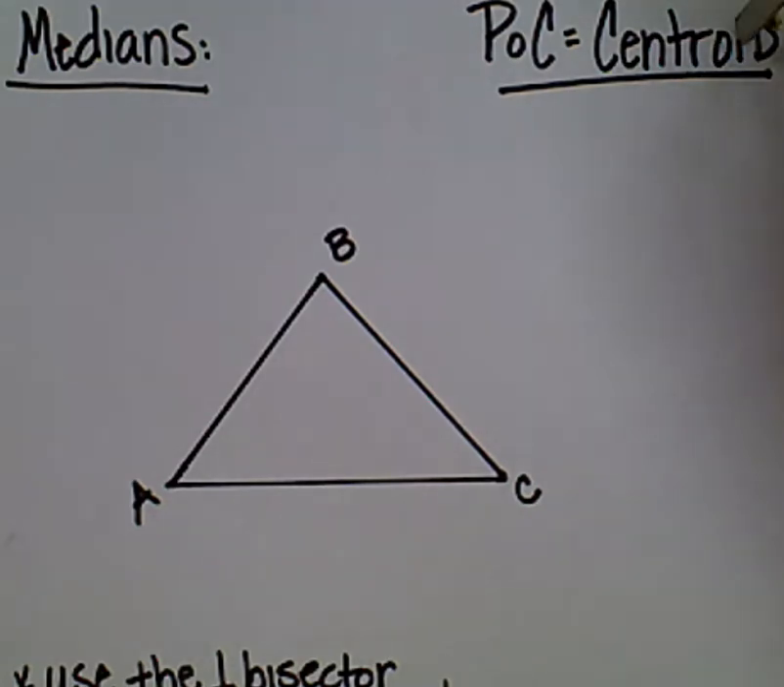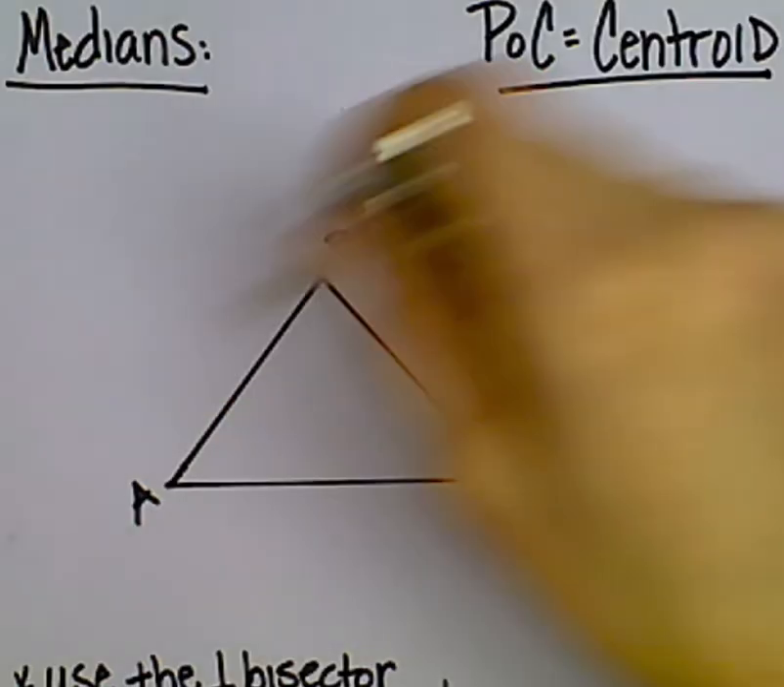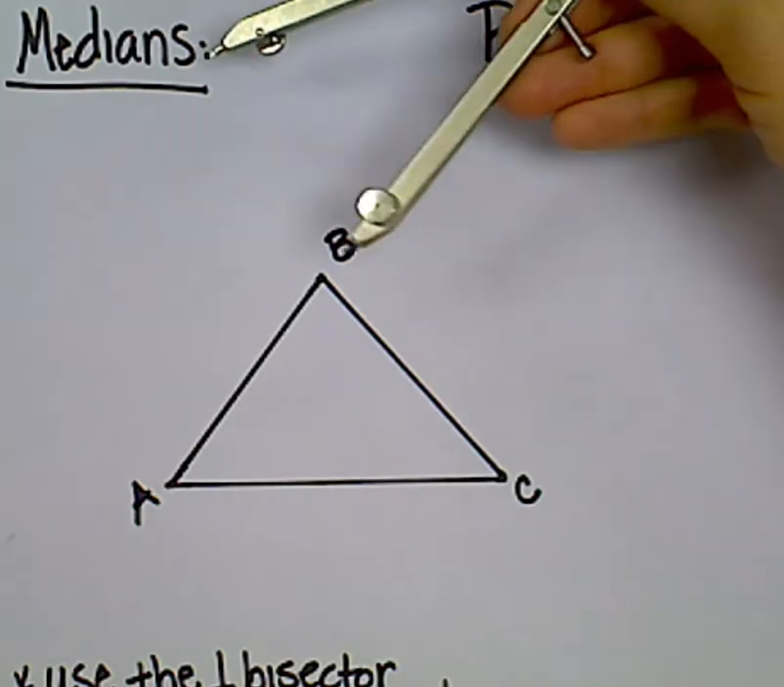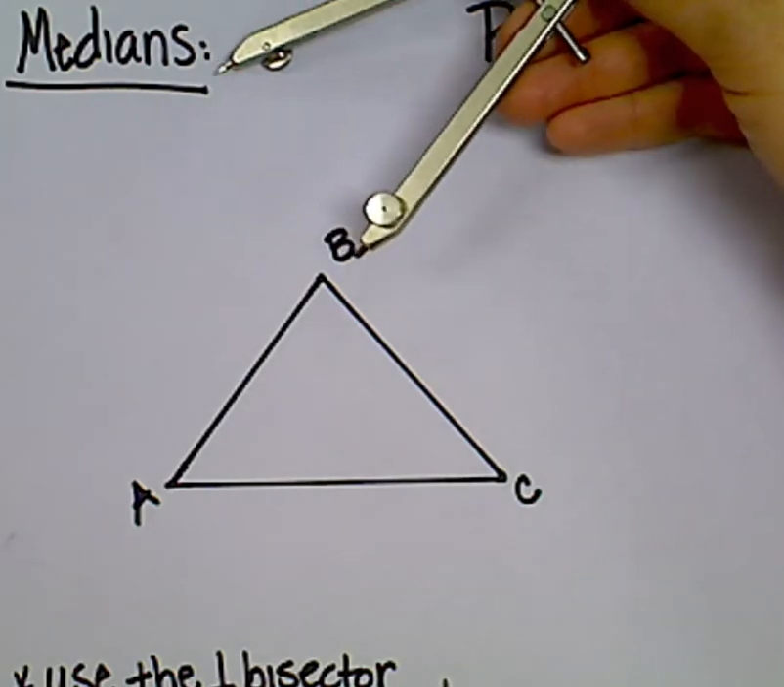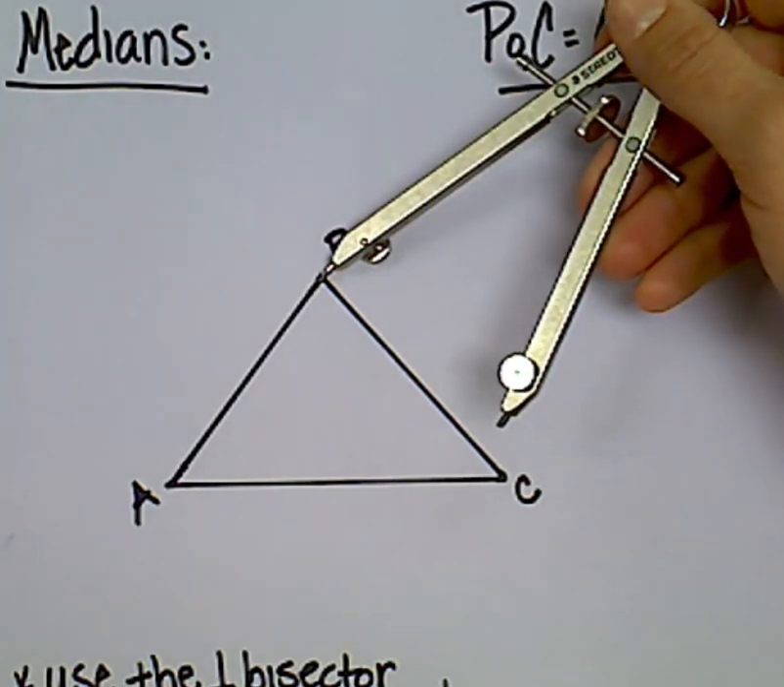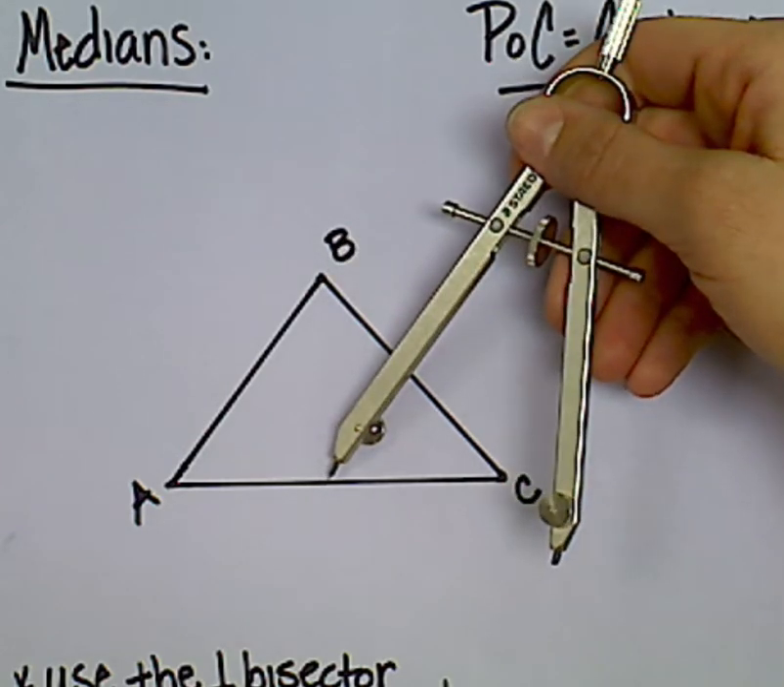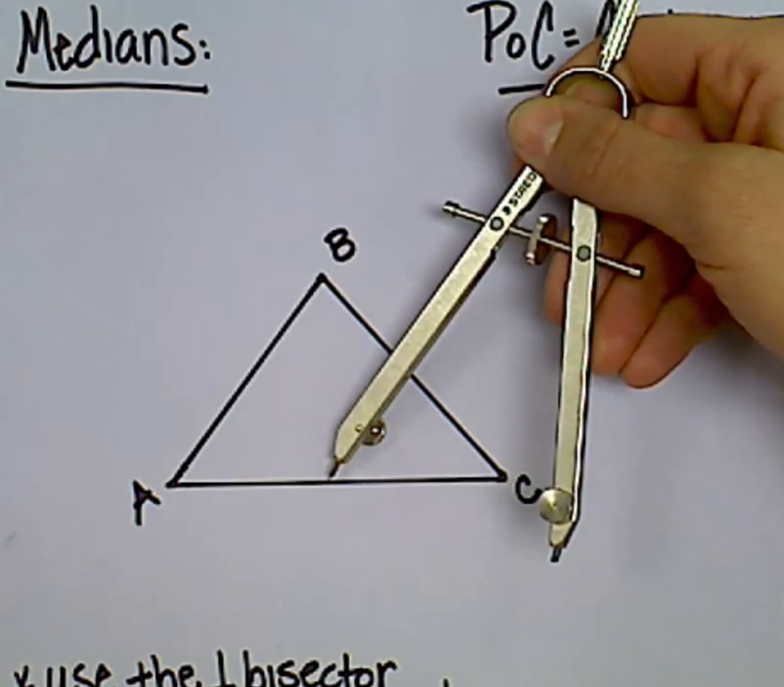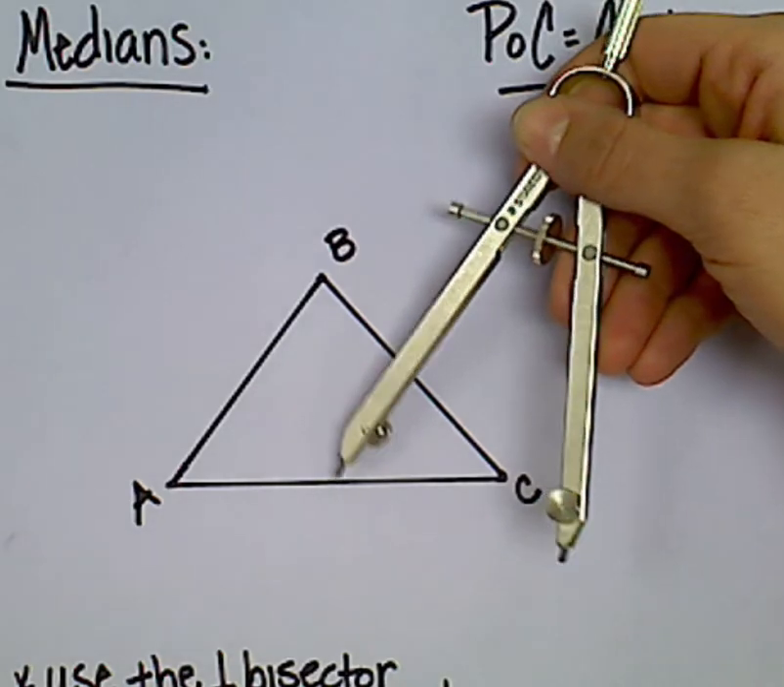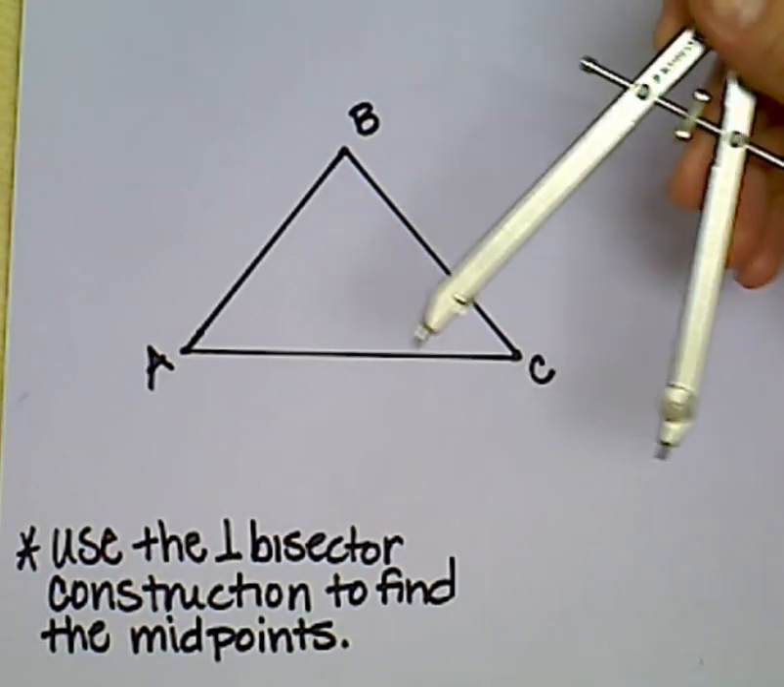Construct and find the centroid in our triangle. Again, a randomly drawn triangle. Our medians are what we need to create. A median is a segment from the vertex of a triangle to the opposite side's midpoint. So in order to find the midpoint of each segment, we have to use the perpendicular bisector construction.